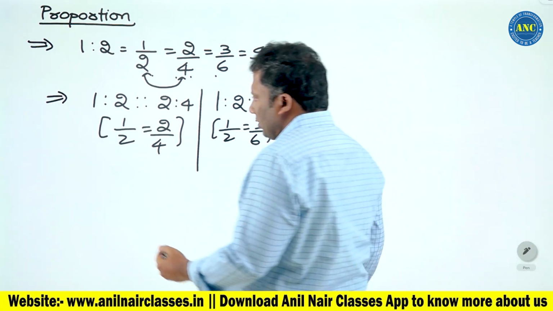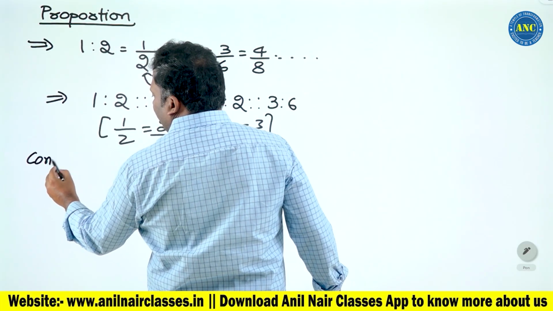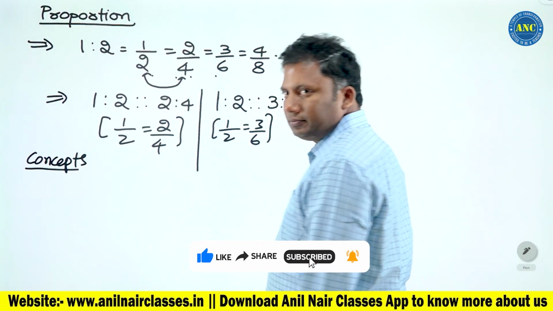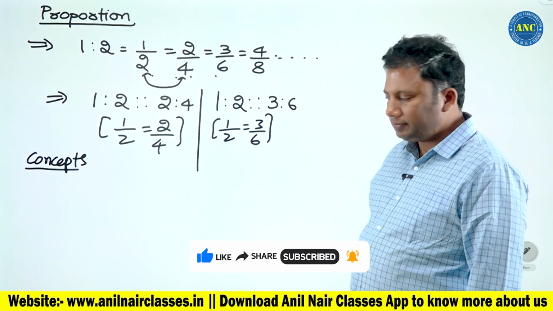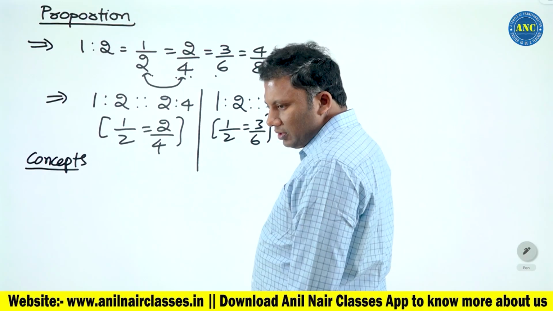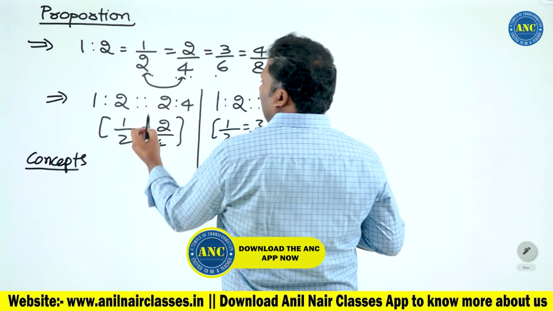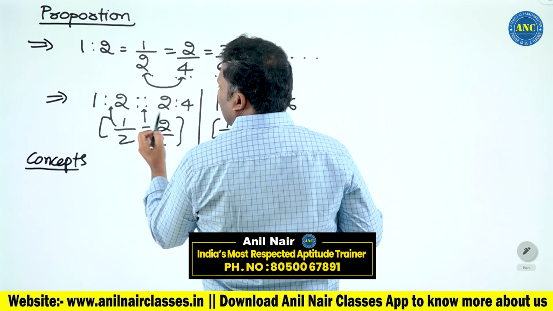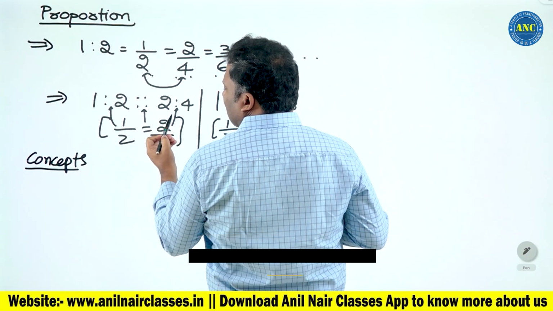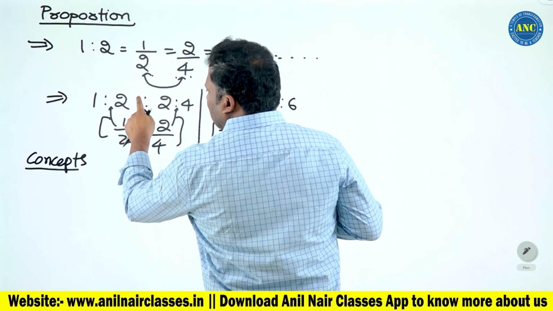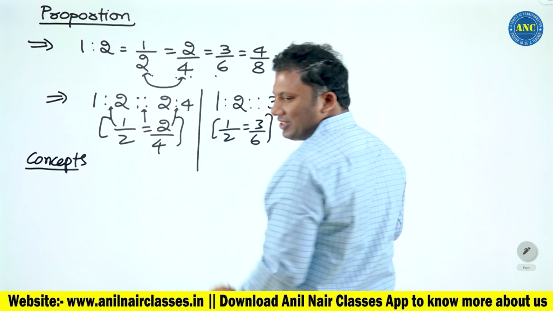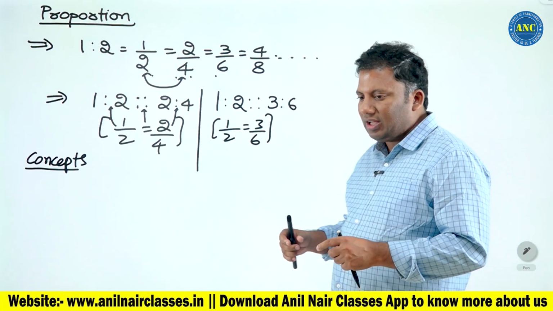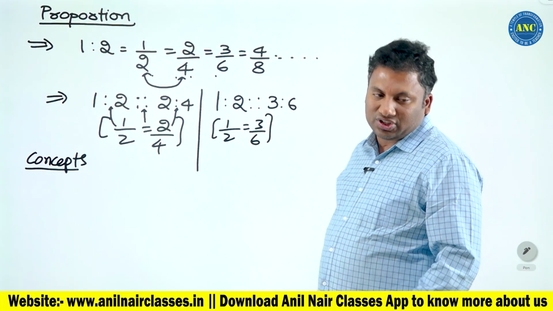Now, concepts. All these concepts are important. The middle 4 dots is called as exact proportion. Equal to is converted as proportion. 1/2 is written as ratio. 2/4 is written as 2:4. If two ratios are equal, it is said to be proportion. That is the symbol for proportion.